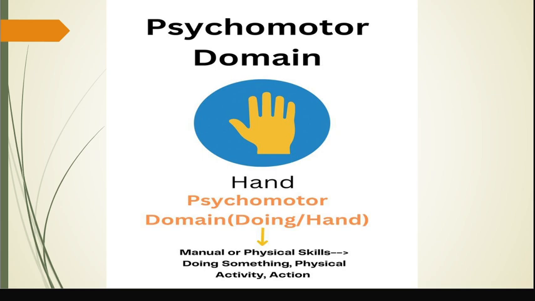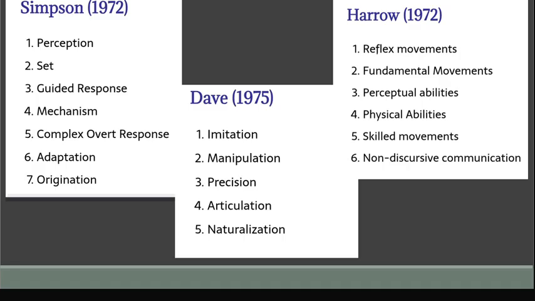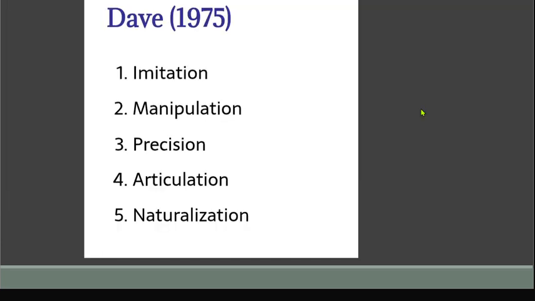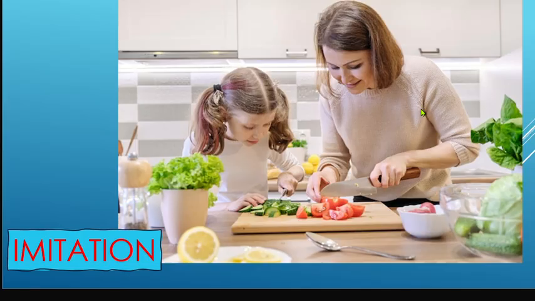And the last domain is the psychomotor domain. Psychomotor stands for our hand, manual or physical skills, doing something physically, activity or action. It was developed in 1962 by Simpson, 1972 by Harrow, and 1975 by Dave. The most important one we have to learn is Dave's 1975. The first one is imitation, manipulation, precision, articulation, or naturalization.